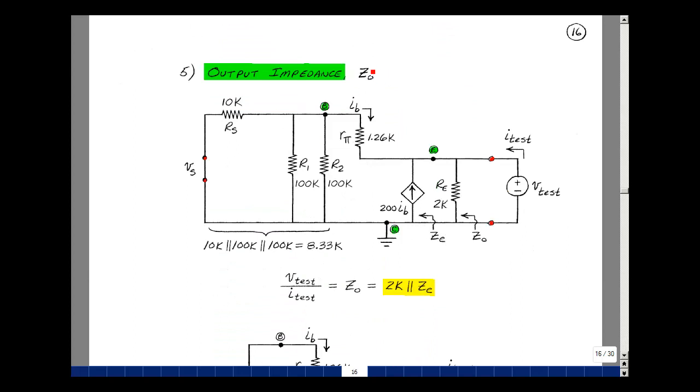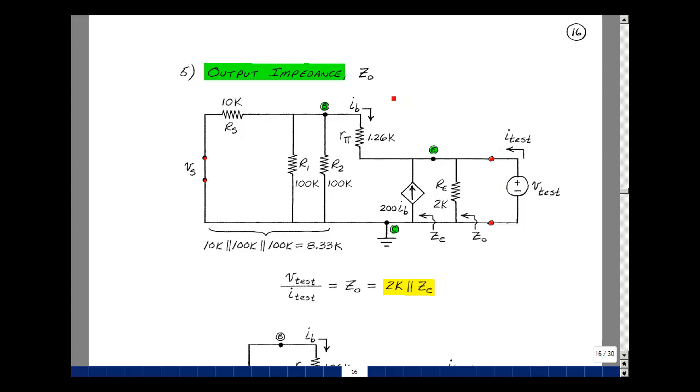Finding Z out is also the same as finding the Thevenin resistance looking back into the circuit. So we're going to take the load off, set all the independent sources equal to 0, and then look into these terminals and find the equivalent resistance. Because I have a controlled source here, I'll need to apply a voltage, measure a current, or vice versa. To make things a little bit easier, let me do the following.